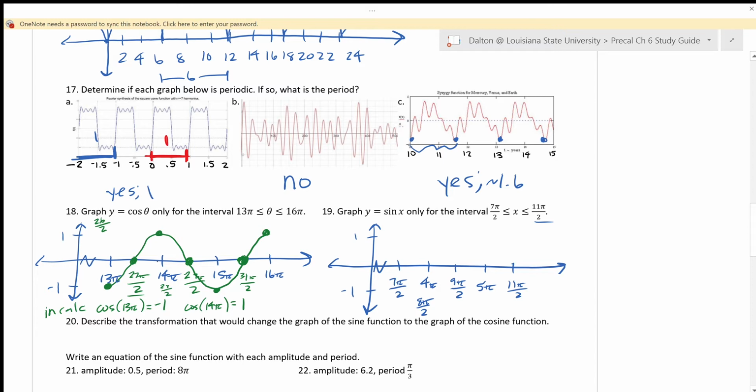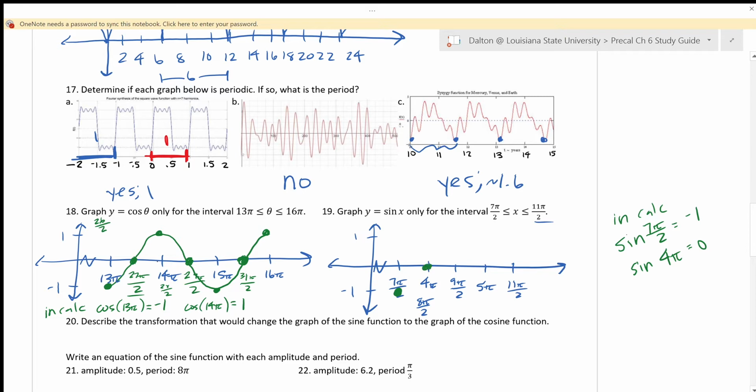Similar to what we did for number 18, you're going to use your calculator to help you calculate where the coordinates are at these points. So in the calculator, literally type in the sine of 7 pi over 2. If you do that, you'll get -1. So that lets us know that at this first point, we're starting off at -1. Then if you type in the sine of 4 pi, it would give you 0.